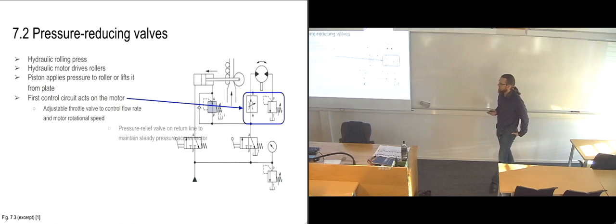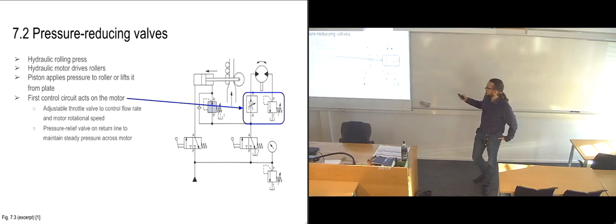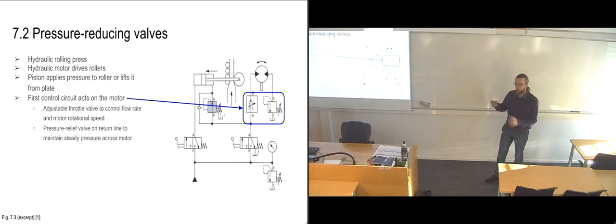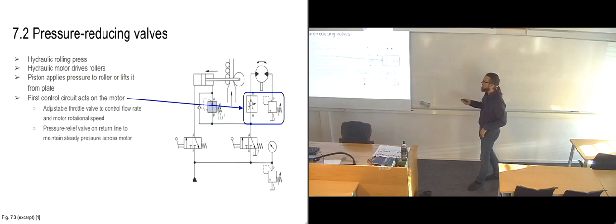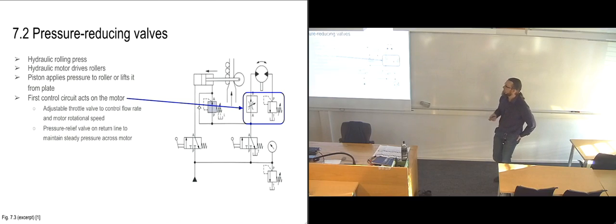So we can adjust the throttle valve, and the pressure relief valve makes sure that we maintain a steady pressure across the motor. So if suddenly we were running the system without the plate in there, so that it didn't have a load to pull on, the motor would still run at a constant speed because the pressure relief valve would make sure that the pressure remained constant there. So that it had something to work against, and wouldn't just be spinning off uncontrollably.